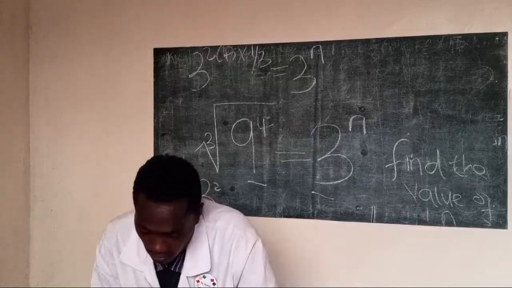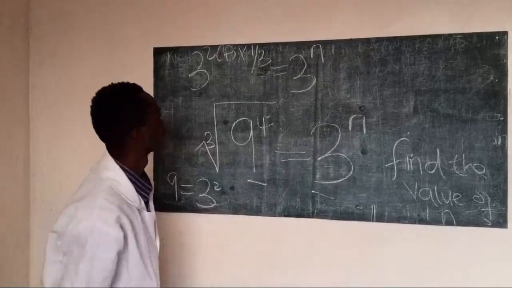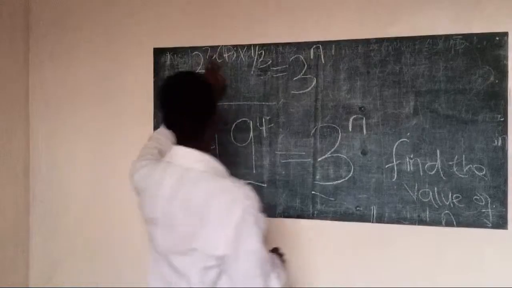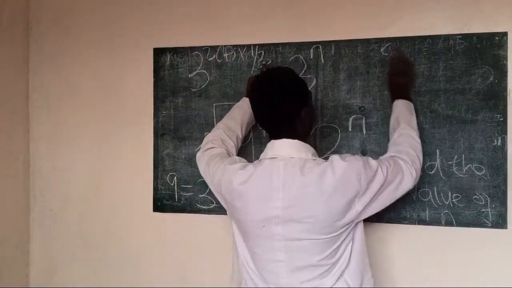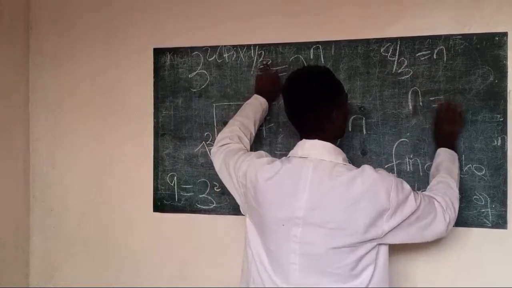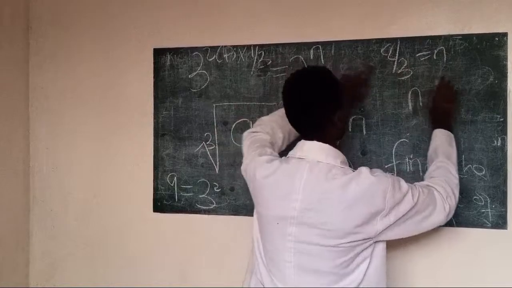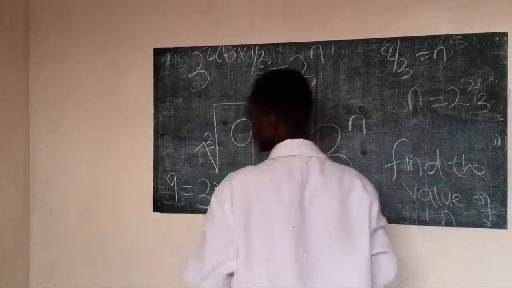2 whole number, 2 over 3. 4 times 2? 8. So 8 all over 3 is equal to n. So n is equal to 2 whole number, 2 over 3.